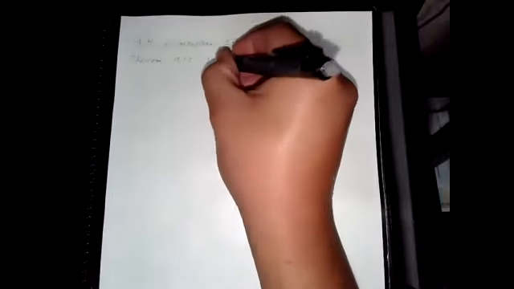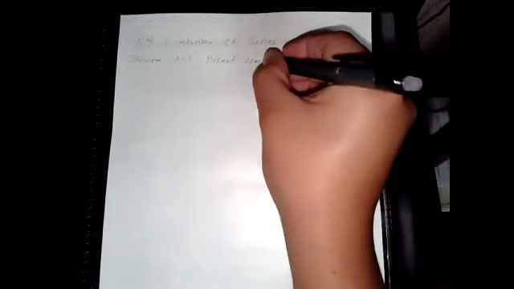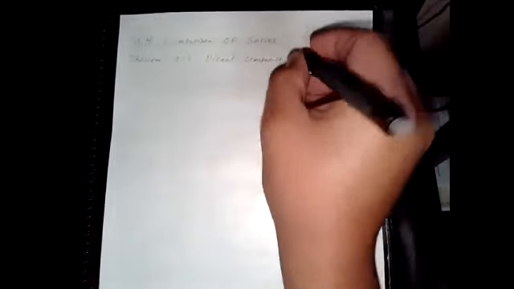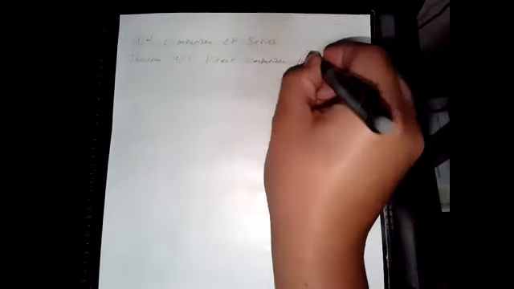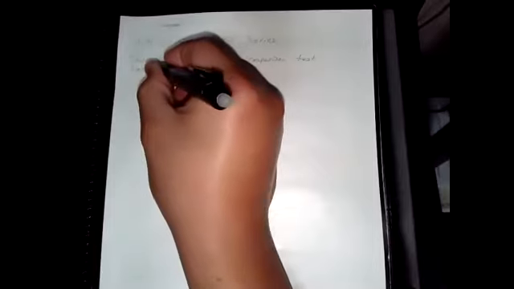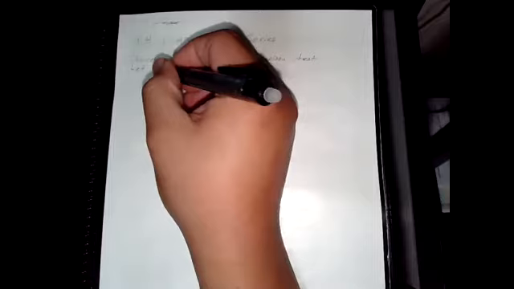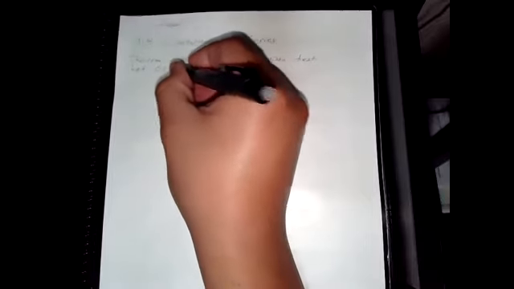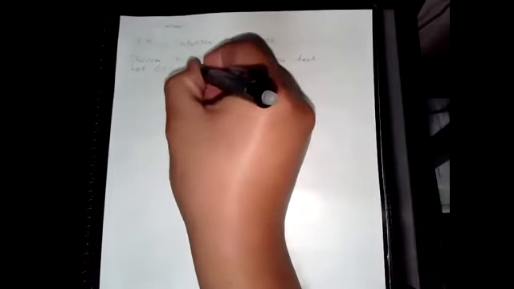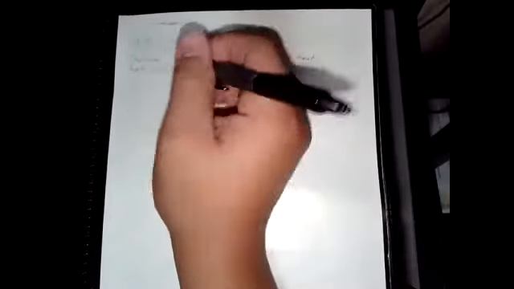Direct comparison test. So let a sub n be between 0 and b sub n, but not equal to 0, just between there.